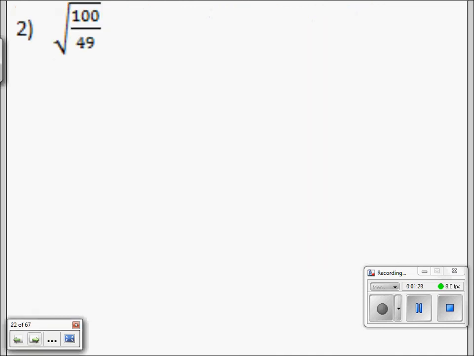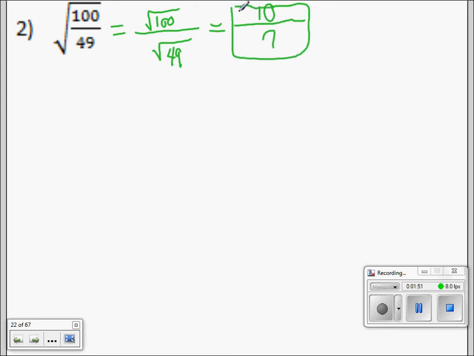Looking at example 2, we have the square root of 100 over 49. So we can rewrite that as the square root of 100 over the square root of 49. And as we've learned, these are both perfect squares. The square root of 100 is 10. The square root of 49 is 7. So that's our final answer.